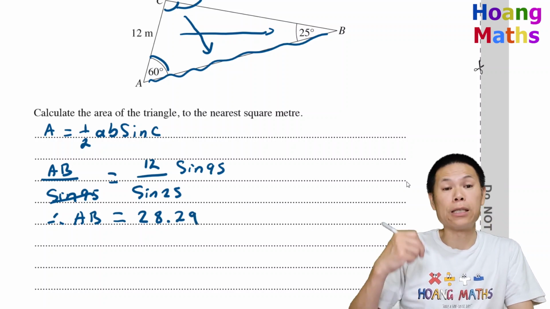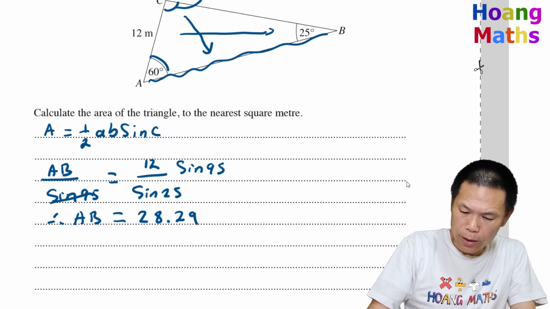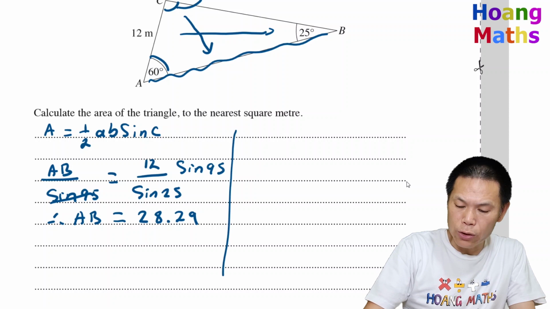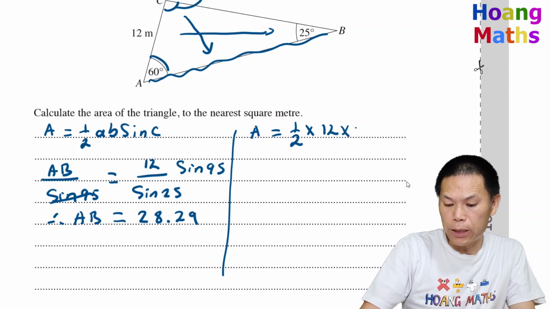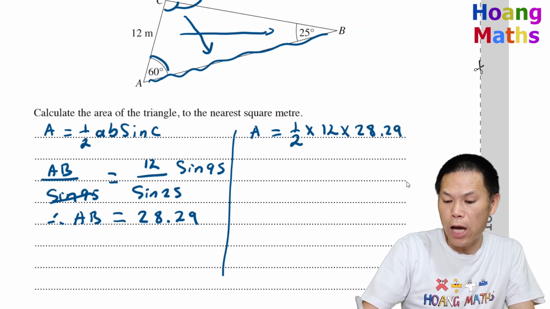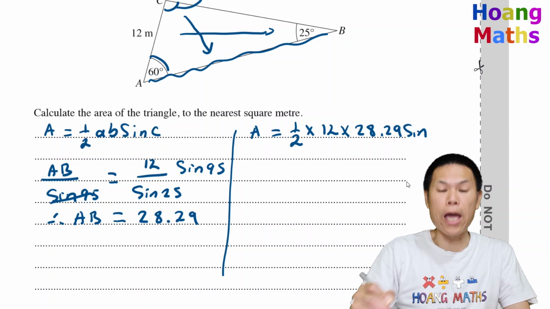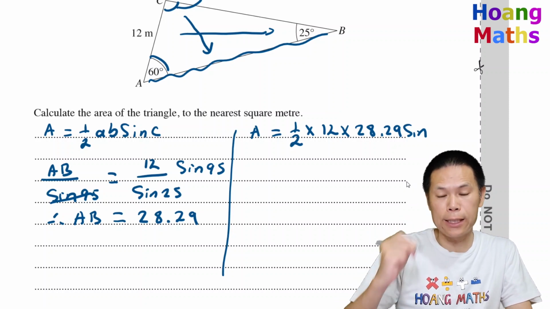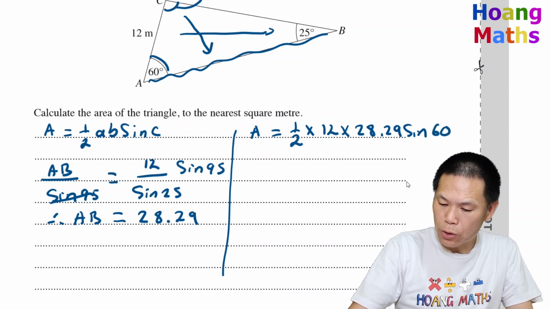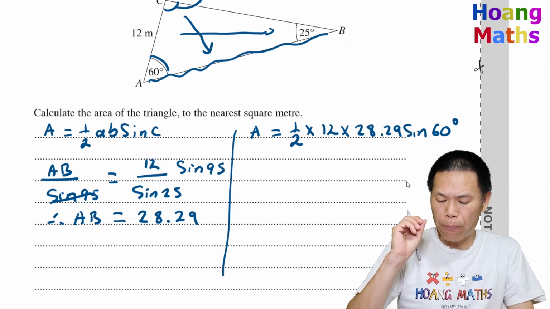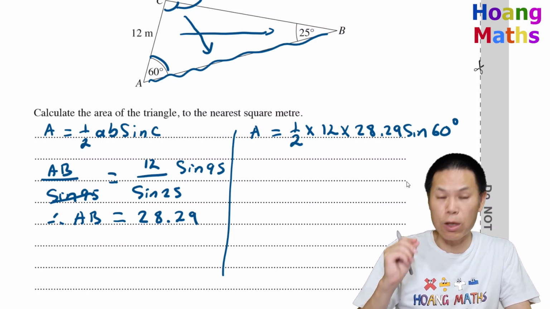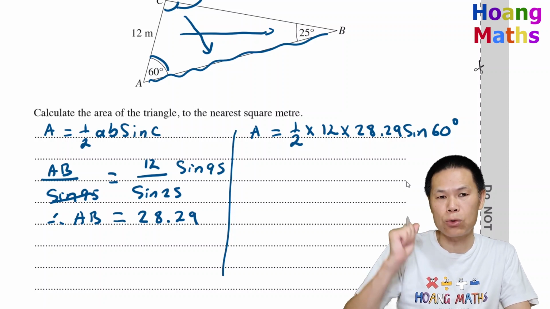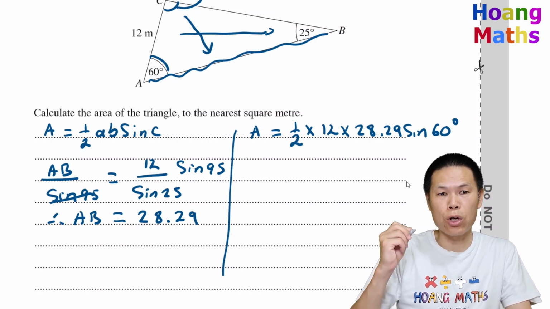28.29. And therefore, the area, let me just write on here. Okay, so area is a half times A, which is 12, B is 28.29, and sine of the angle in between, that is 60 degrees. So there you go. Doesn't matter which is A or B, okay? 12 can be A or B, doesn't matter. Keep that in mind because 2 times 3 is the same as 3 times 2. So now just put it on a calculator.